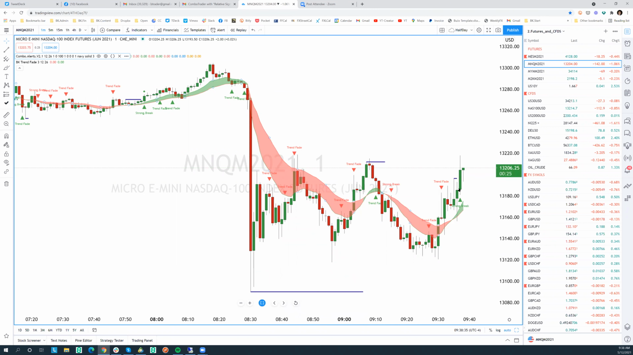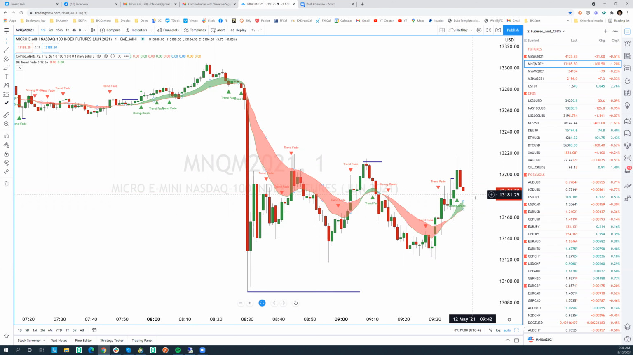Okay. So, we have a strong break over here, but it's a little bit of a lower low, right? This is not a high quality trade that I want to trade. And what I would much rather trade is if this is a decent trend. This is a decent trend, right? As long as prices don't close below the green zone. What I'd rather do is buy the trend fade.